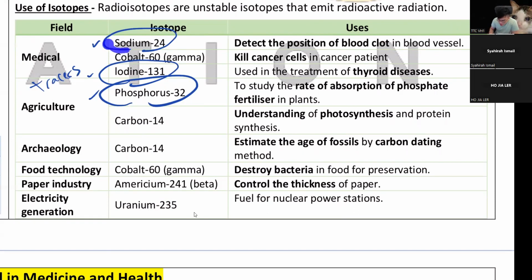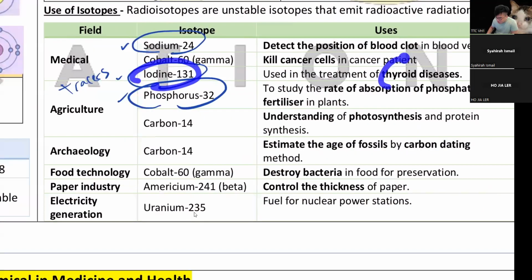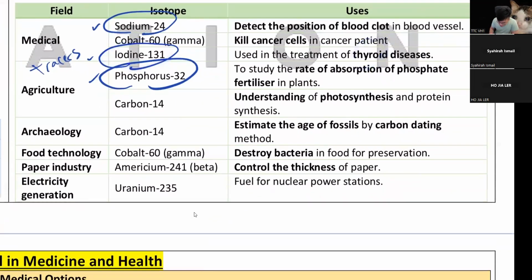Same thing here. Sodium 24 is to follow a blood clot in your body, to see where you have a blood clot. Iodine 131 is for the thyroid, to follow whether you have a thyroid problem. Phosphorus 32 is for phosphate in plants, the fertilizer. So we can use this to see whether a plant is absorbing fertilizer well. We trace the fertilizer in the plant.